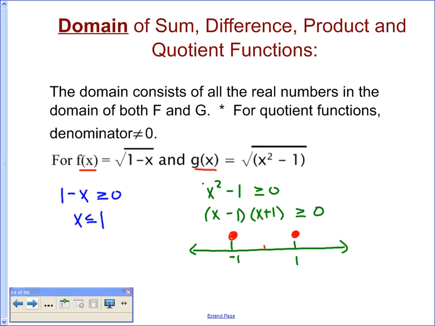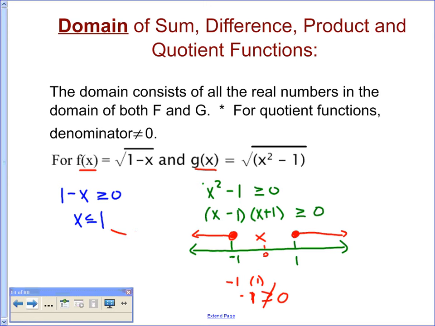So if I choose 0 and plug it in, I get a -1 in the first parenthesis and a +1 in the second parenthesis, and that's going to give me -1. And is -1 greater than or equal to 0? It is not. So this area does not work for us. Then we want to try the other areas, and if you choose something in the other areas, you notice it does work. And so we get this, and that gives you the domain of your g of x.